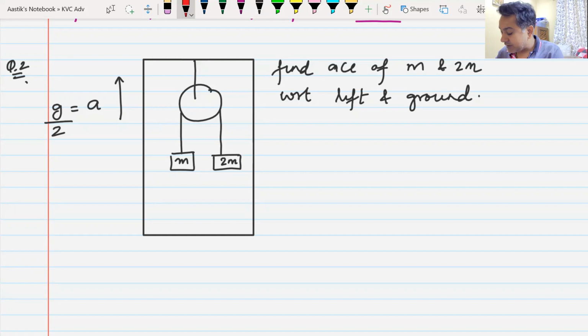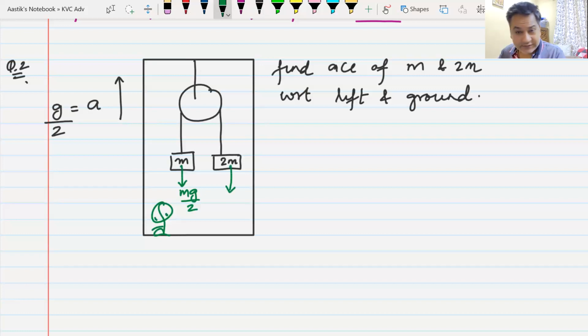You draw the free body diagram. The best way to do this question is by sitting inside the lift. So I will sit inside this and make the equation. As soon as I sit inside, the lift is going up, so I have to apply a pseudo force on this block. It will be equal to m into g by 2, mg by 2. And on the 2m block, all these forces are pseudo forces: 2m into g by 2, which is mg.